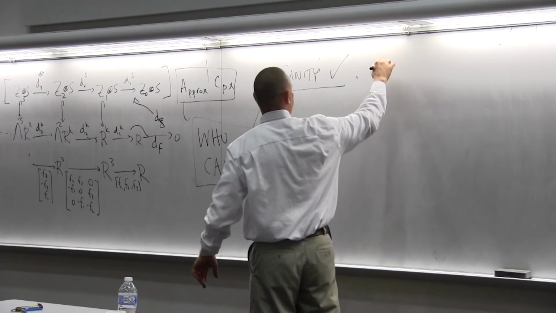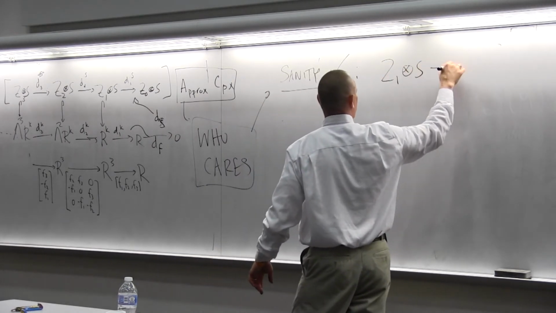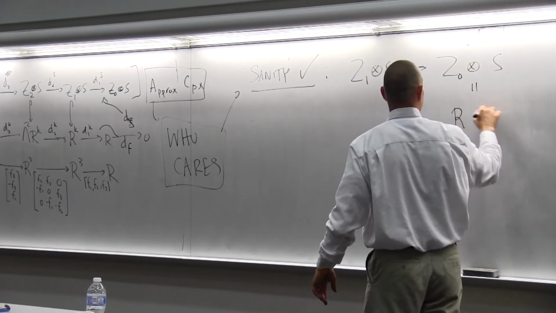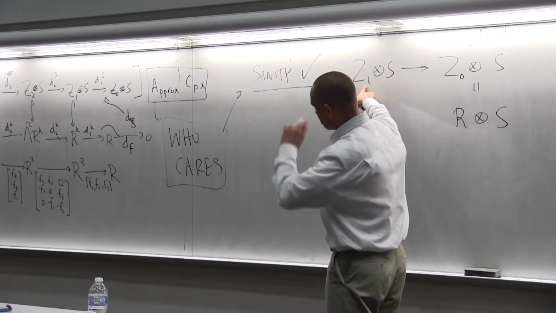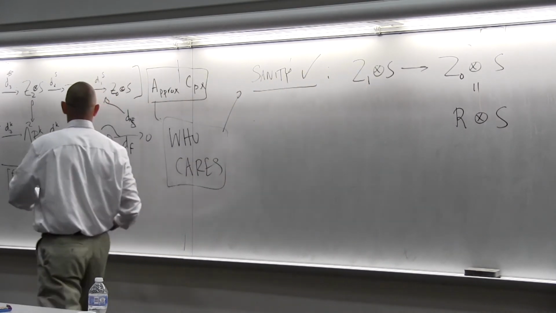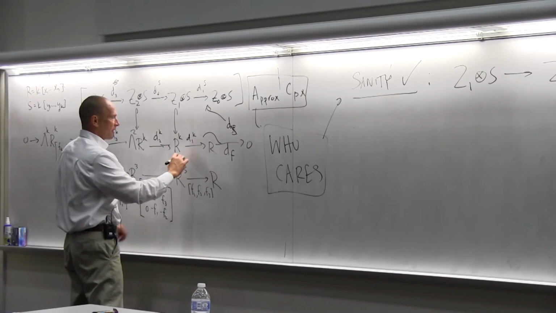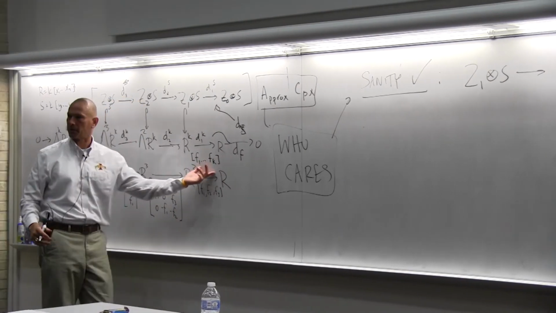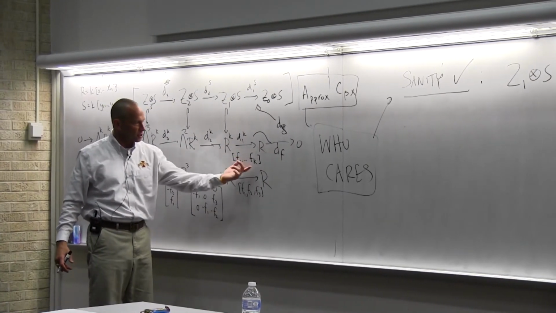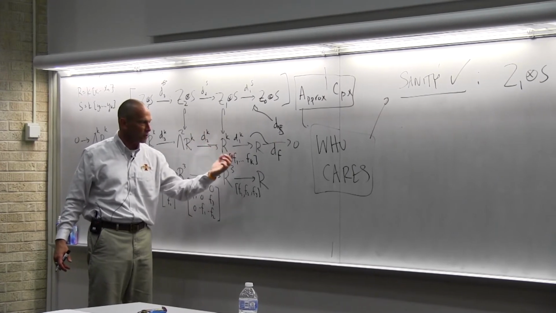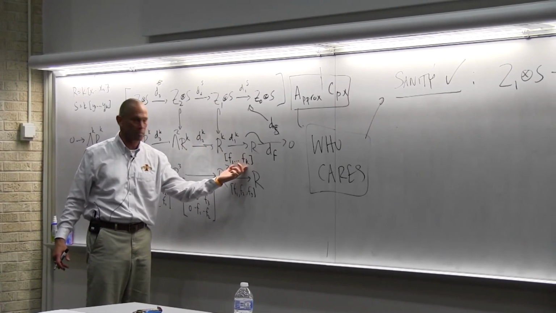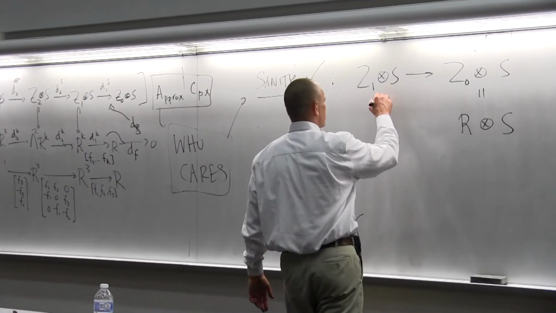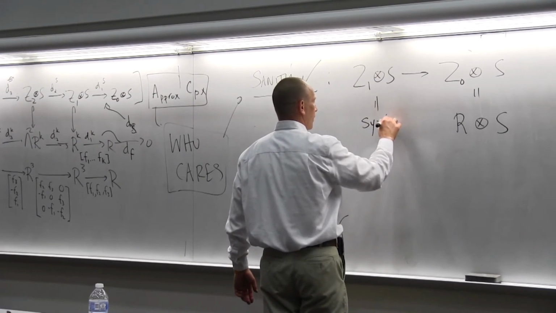At the first step, I have Z1 tensor S goes to Z0 tensor S. This is just R tensor S, because Z0 is that. What was Z1? Z1 was the kernel of this very first map, which was just F1 up through Fk. I'm not looking at Koszul homology right now. I just want the honest-to-God kernel of this map. And what's the kernel of this map? It's the syzygies, so this is going to be Syz of I.